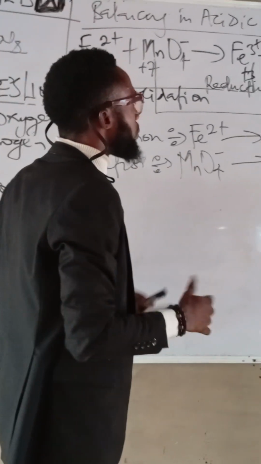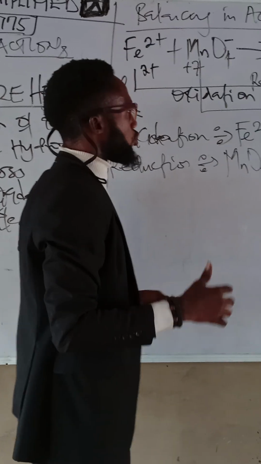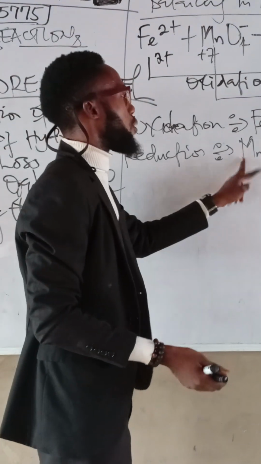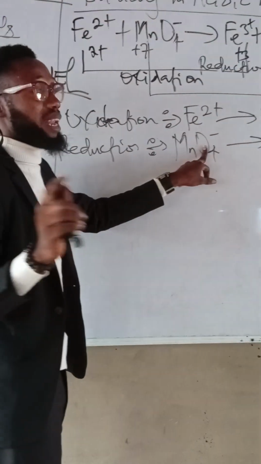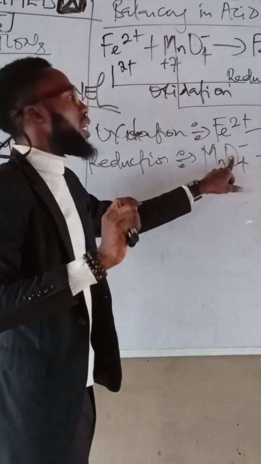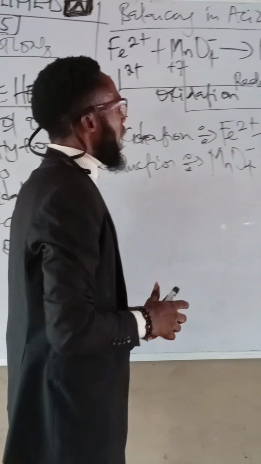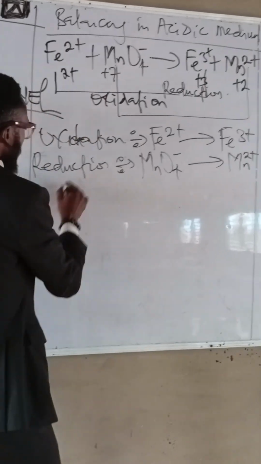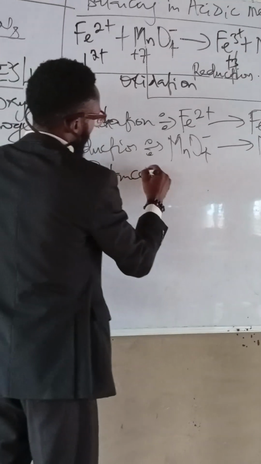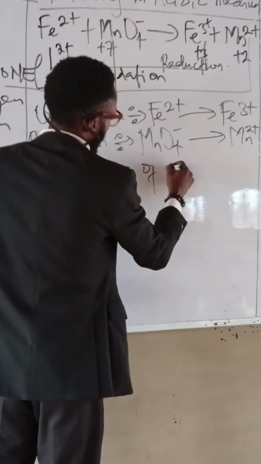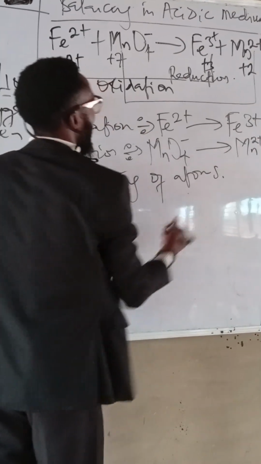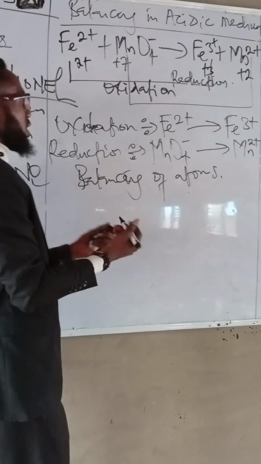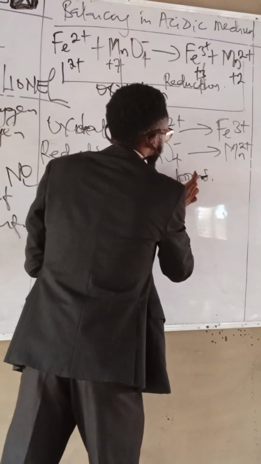Now, the second rule is to balance the atoms. If you look at it very well now, we have one manganese and one manganese, so the atom is balanced. And I've explained that the oxygen is what? Is medium dependent. So we are not going to balance the oxygen. Now, balancing of what? Of atoms. And I've explained, you can start with anyone. You can balance with what? With charges. Now, let's start with balancing of atoms.